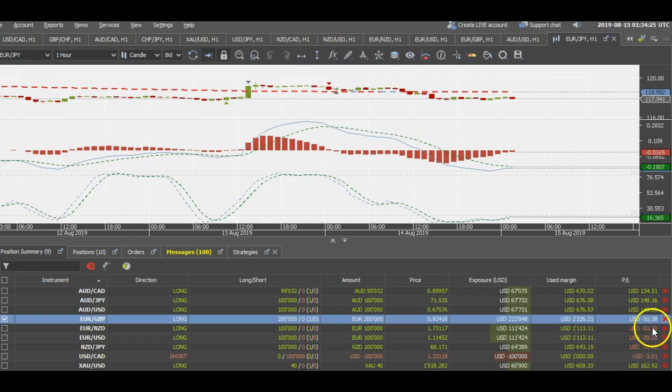And I'm waiting for the others to turn green. They all have about 10, 20, 30 pip stop losses. And I'm only trying to capture between 10 and 20 pips on each of these.